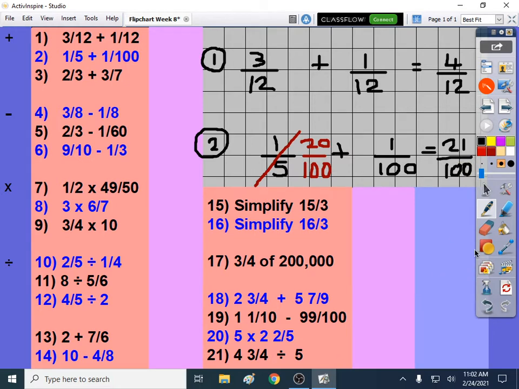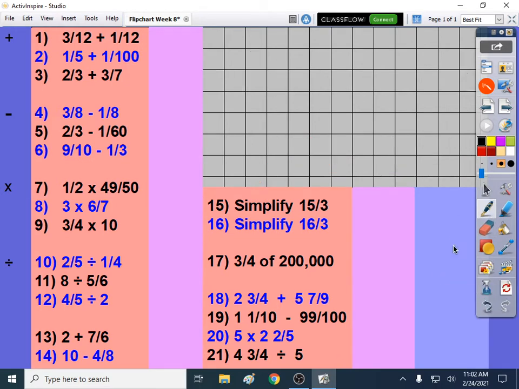On to question 3. Pause if you need to pause. The hardest version of addition, because the denominators are not the same and they don't fit into each other equally. 3 doesn't fit into 7. 3, 6, 9, 12 and 15. There's no 7 in the 3 times table. When that happens, you've got to change both.